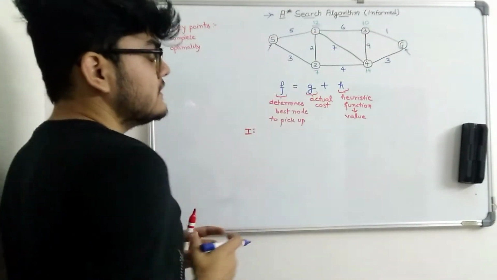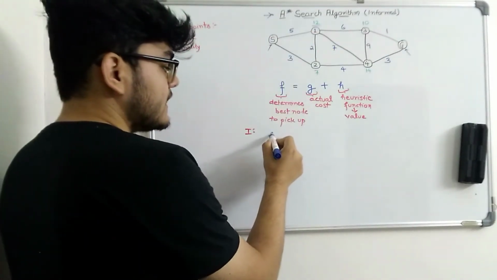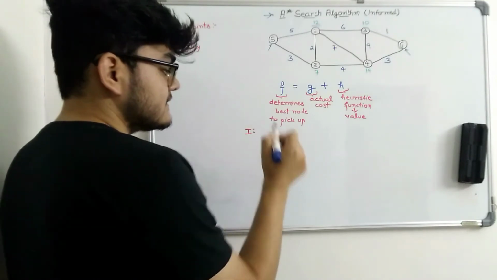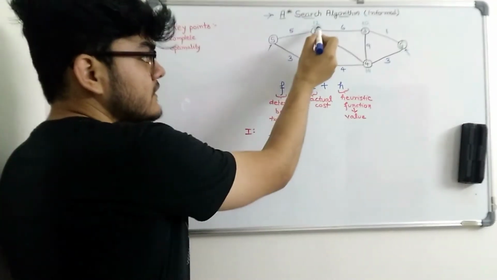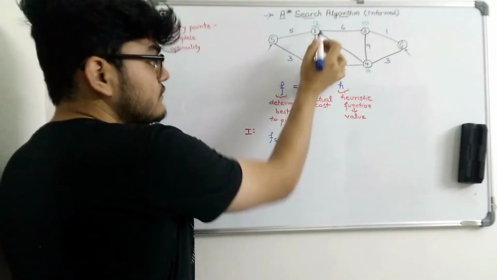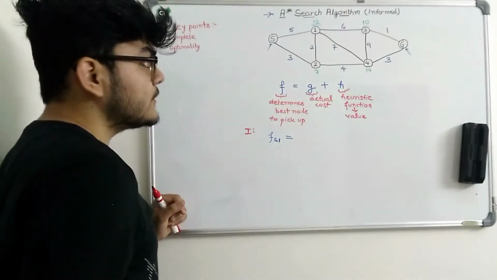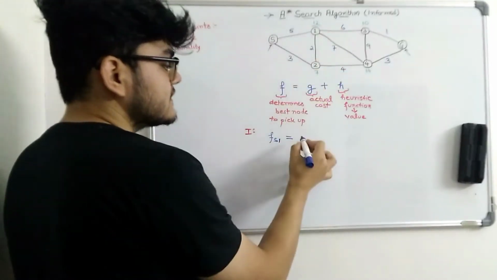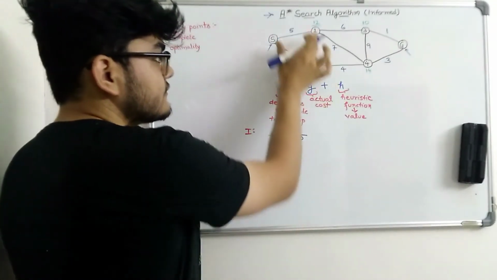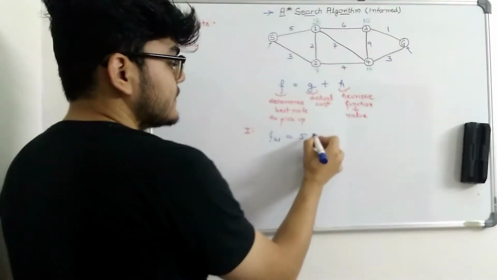Now here what we are going to do is calculate F of S, from S to 1. It is going to be equal to 5 plus... G is 5 here and H is 12.